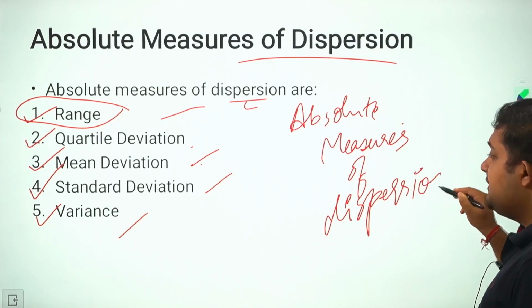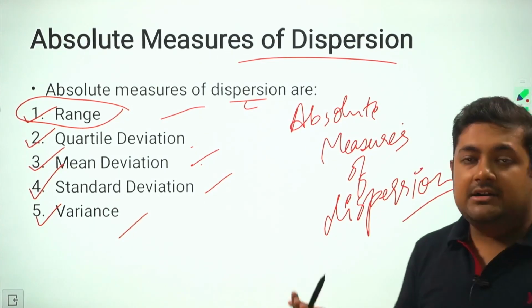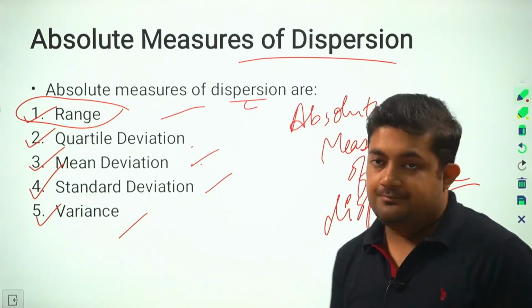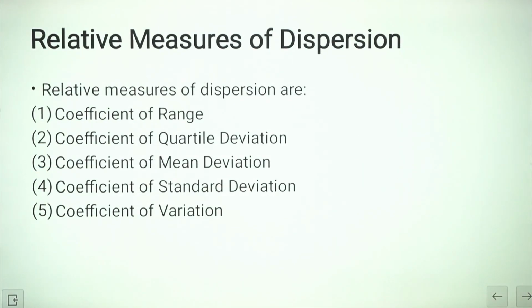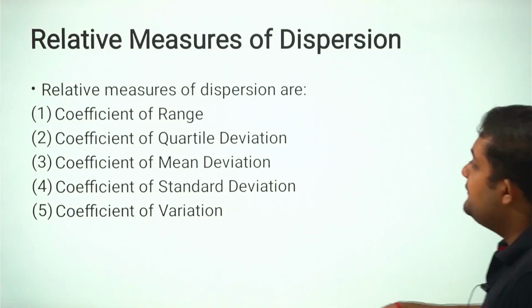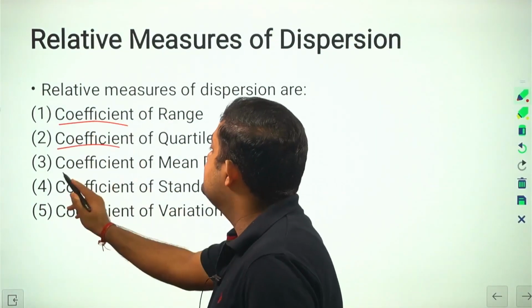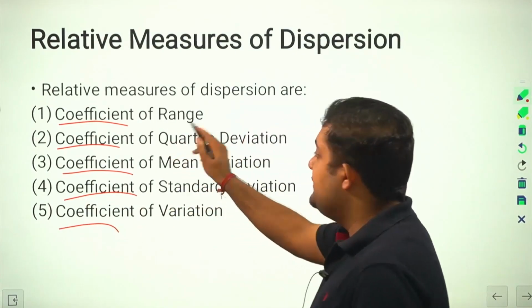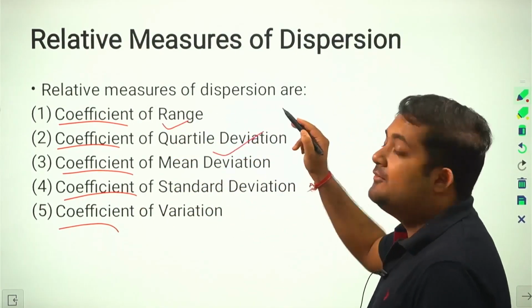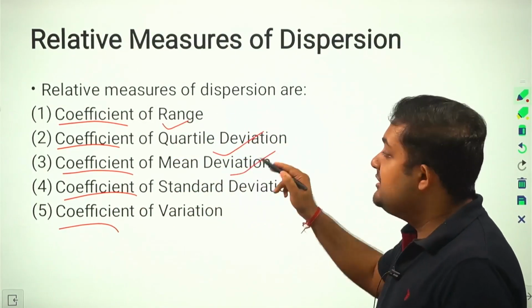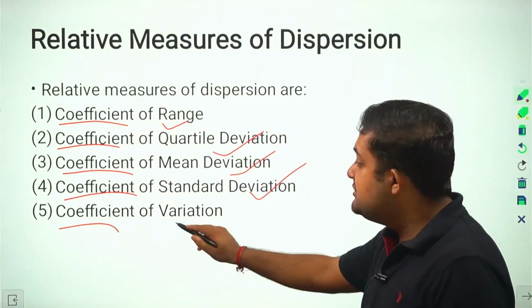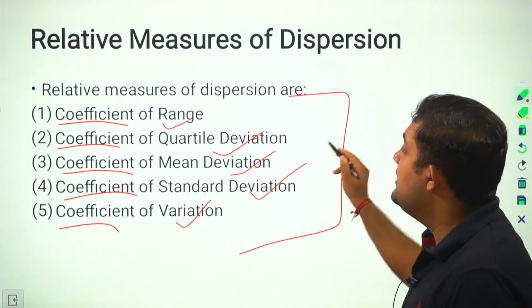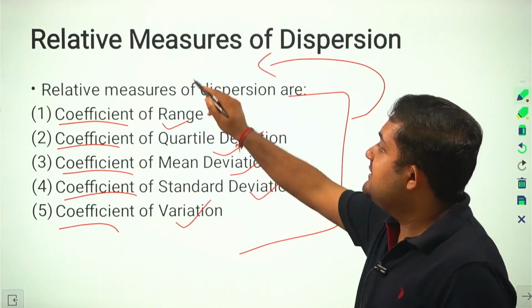So then what are the relatives? What are the relative measures of dispersion? That is a question mark, right? So the relative কেটা কি কি হয়, just তোমালোকে এই coefficient word কেটা use কৰি দিব লাগিব। Same বস্তু, coefficient of range, coefficient of quartile deviation, coefficient of mean deviation, coefficient of standard deviation, and coefficient of variation. So these are the relative measures of dispersion.